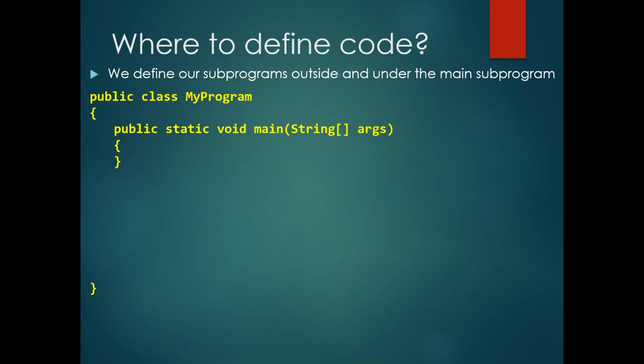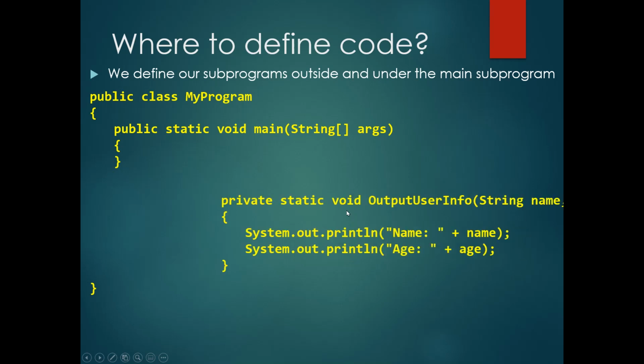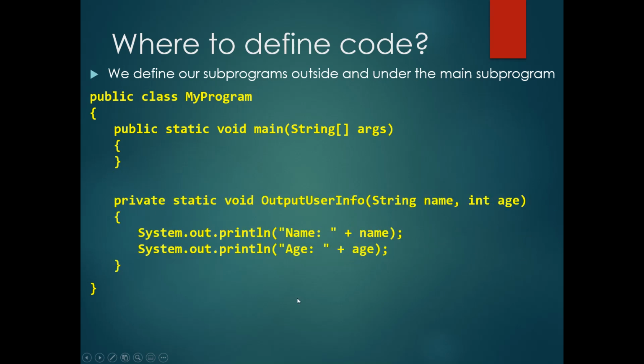Okay, so where do we actually define our methods? We define them inside of our class, just below the main. So if we have 5 of them, they're all going to be defined in the same line, indented the same way that main is. Okay, so for example, I'm going to slap it in right there.